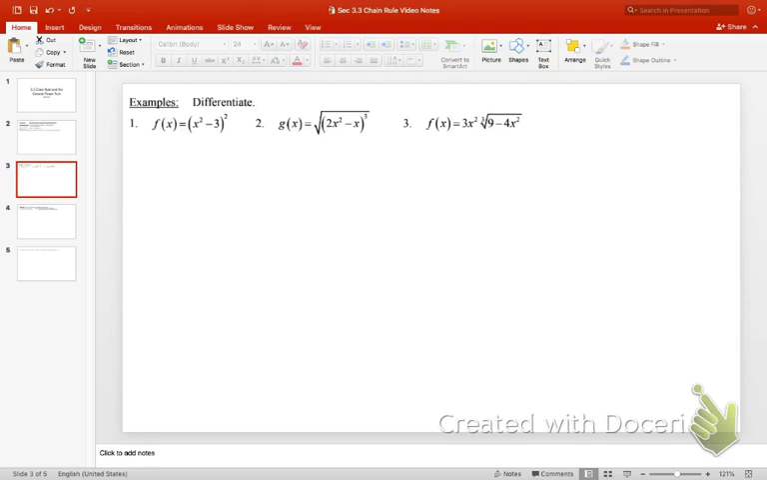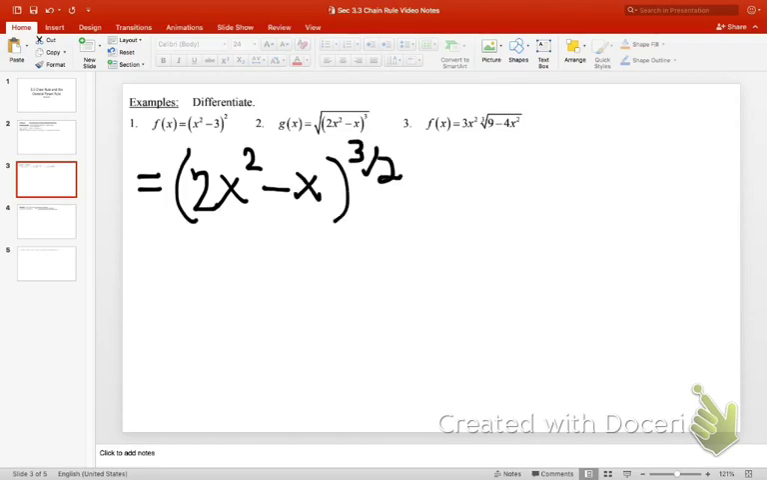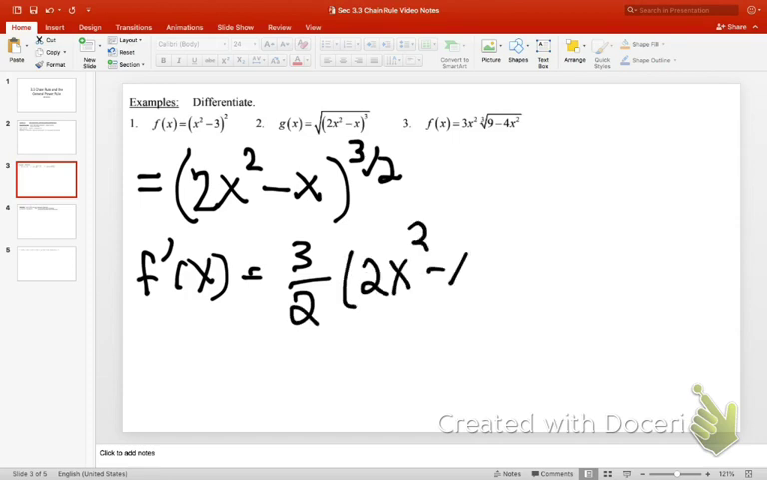Let's look at example 2. With example 2, we have g of x equals the square root of (2x squared minus x) all cubed. With this, we're going to simplify with a little bit of algebra first. This is (2x squared minus x) all to the 3/2. Since I have more than just an x raised to a power, we're going to apply the general power rule. So we pop our power down, leave the inside like it is, power minus 1, derivative of the inside.